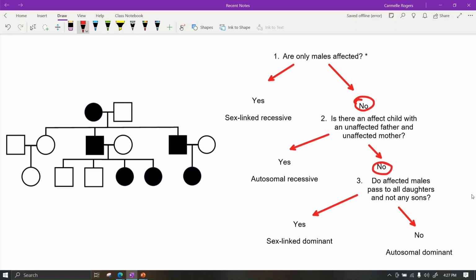Now we move to step 3. Do the affected males pass to all the daughters and not any sons? Let's identify our affected males here and here. And this male has 2 daughters who are affected and then 2 sons who are unaffected. And this other male is affected and he has a daughter who is affected. So the answer here is yes. So that would be a sex-linked dominant type of inheritance.